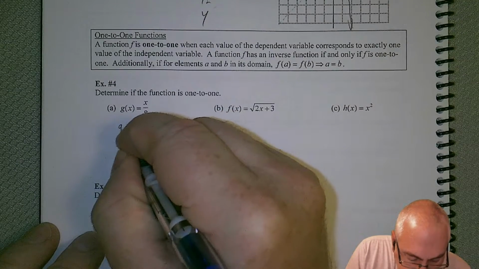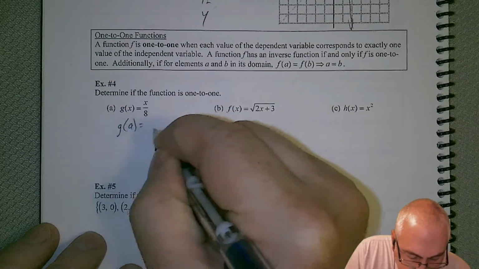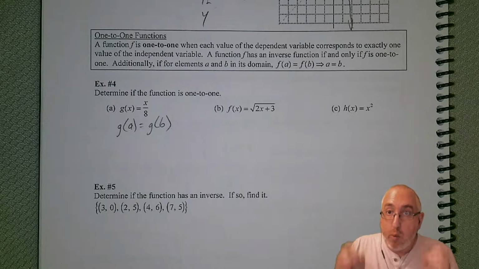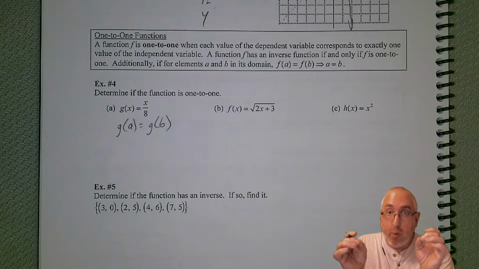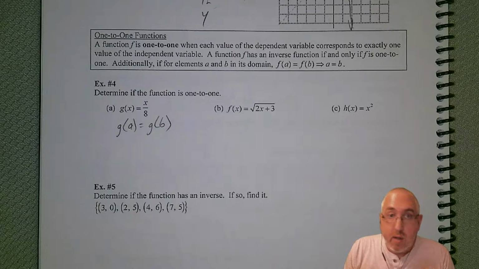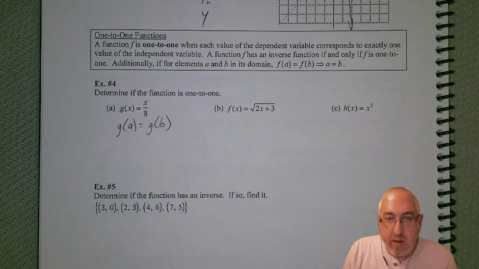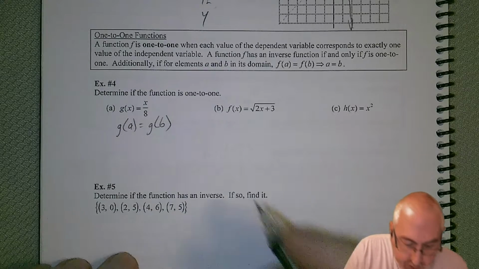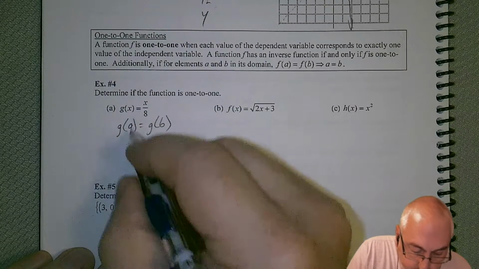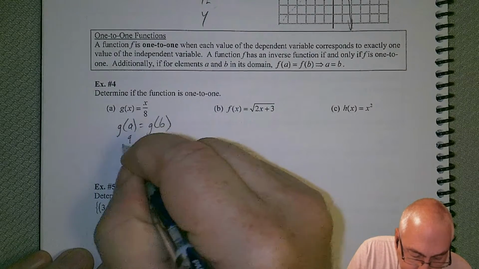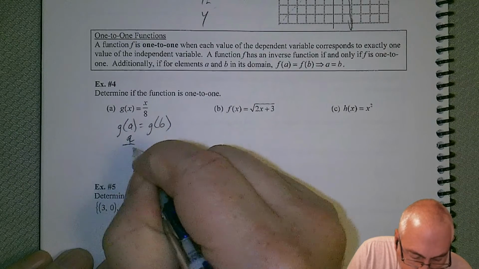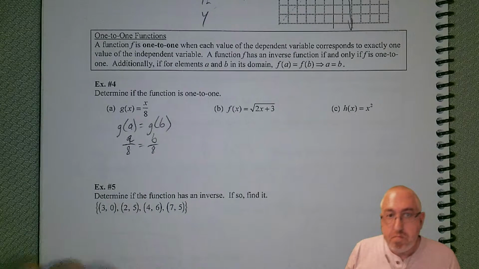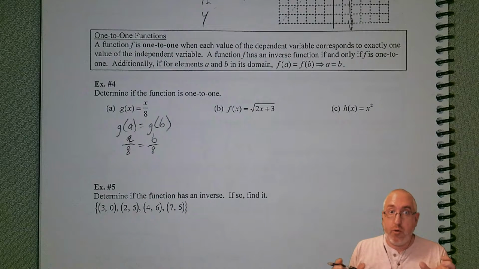So let's say we had g of a equal to g of b. Now, the result we want to end up with is that a equals b. Now, the name g doesn't mean anything. It's just those are the y values. We want the x values to be the same. So if we plug this into g, we'd have a over 8 equal to b over 8. Okay, so that's the first substitution.